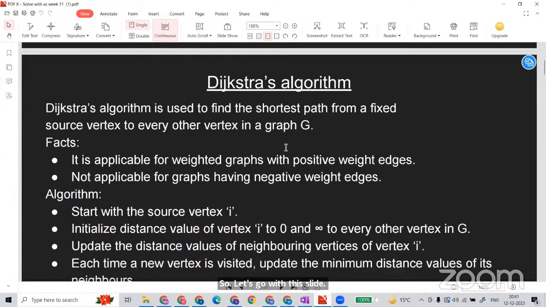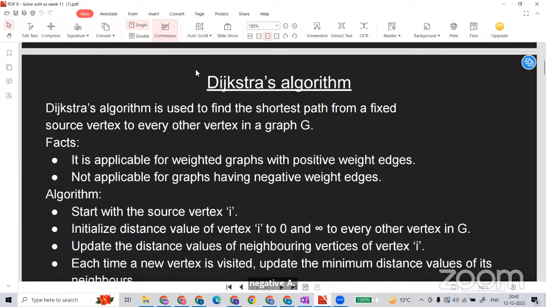Dijkstra algorithm. So what is the Dijkstra algorithm? This is to find the single source shortest path: find the shortest path from a fixed source vertex to every other vertex. It is applicable for weighted graphs with positive weight edges only. It is not applicable for negative weights, as we have seen yesterday.